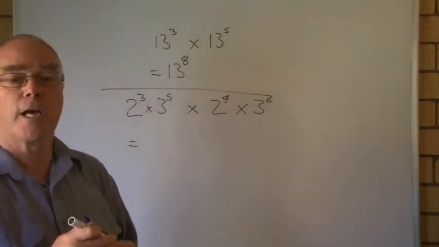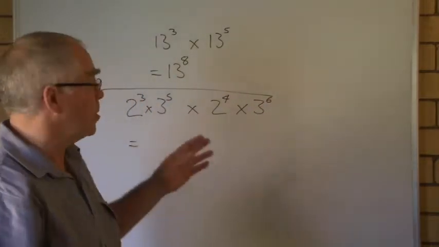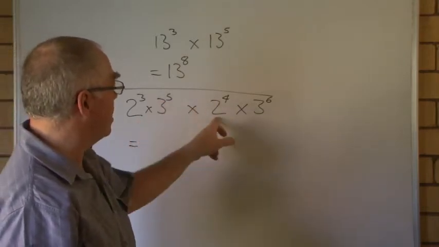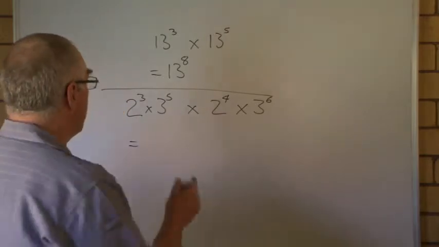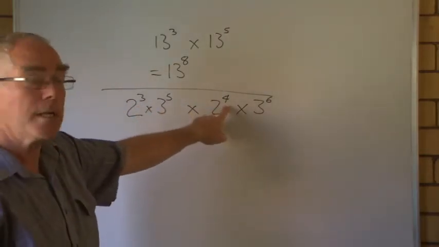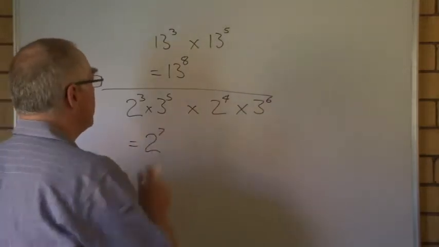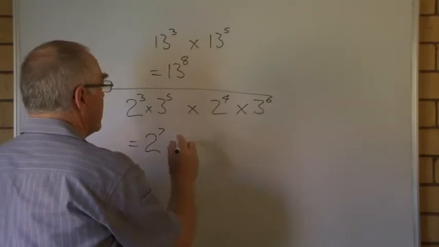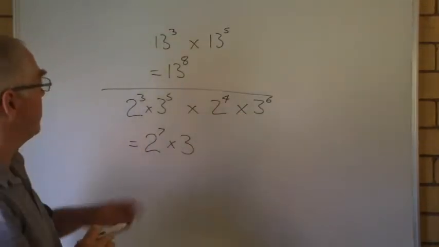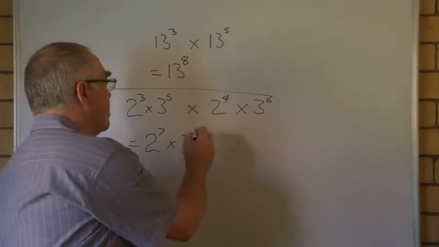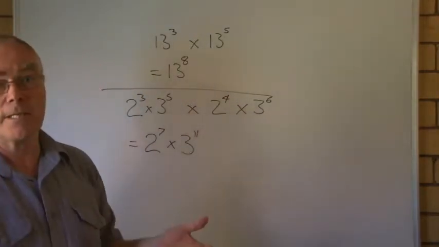The rule is that you can't mix bases. So what you do is you look at the single base, and you do that one, and then you do the second base. So, looking at the 2s, we've got 3 here, 4 here, so 3 plus 4 gives us 7. Multiplied by, we now do the second base, which is the 3. 5 plus 6 is 11, so 3 to the power of 11. And that's it.